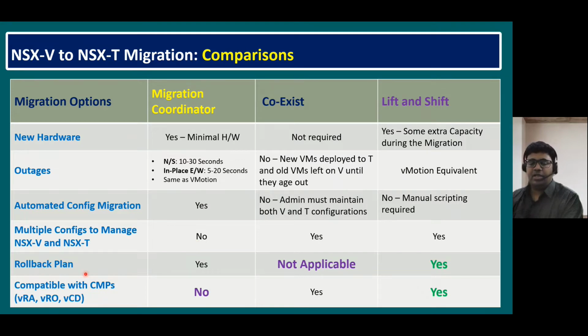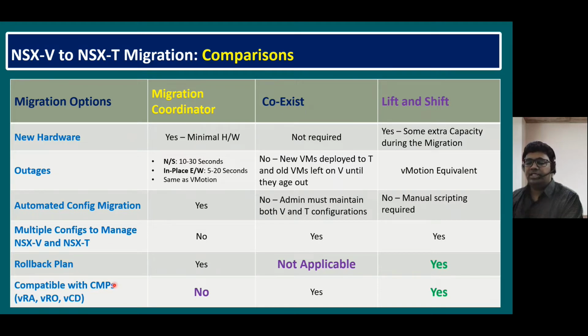And the rollback plan. Suppose when we migrate the VM from NSX-V to NSX-T, your customer may experience some network outage. Immediately your customer calls and says, I don't want NSX-T at present because there is some application outage. Can you revert to NSX-V immediately? So that rollback plan is still possible in the migration coordinator.